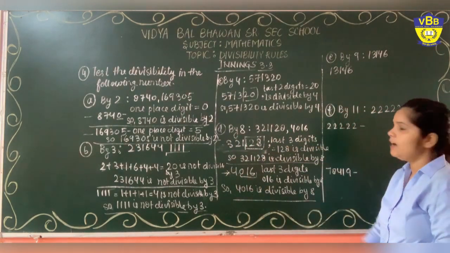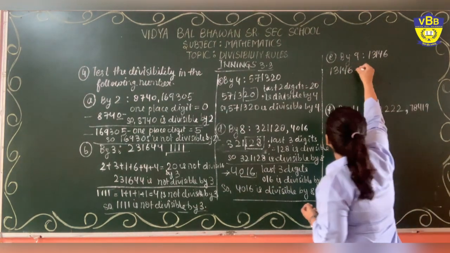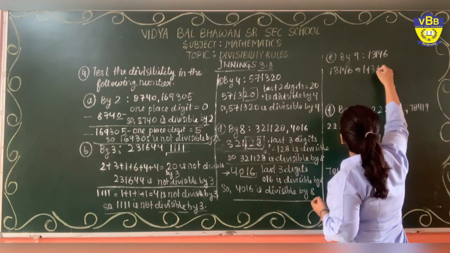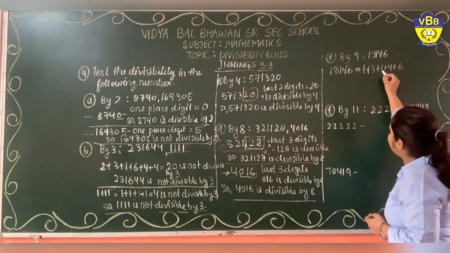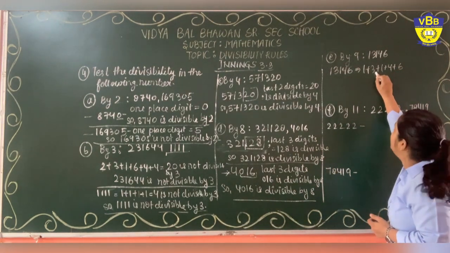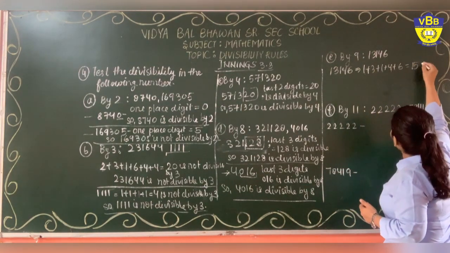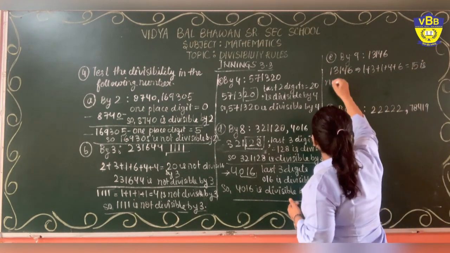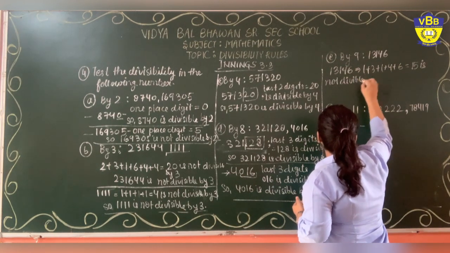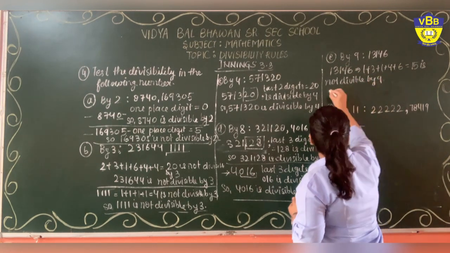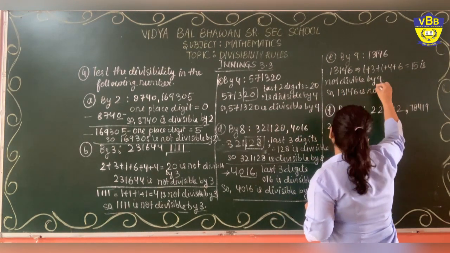After that, by 9 we have to check. It is same as 3. Do the sum of all the digits. 1 plus 3 plus 1 plus 4 plus 6. When you are adding, 6 plus 4 is 10, 10 plus 1 is 11, 11 plus 3 is 14, 14 plus 1 is 15. And we know that 15 is not divisible by 9. So 13146 is not divisible by 9.